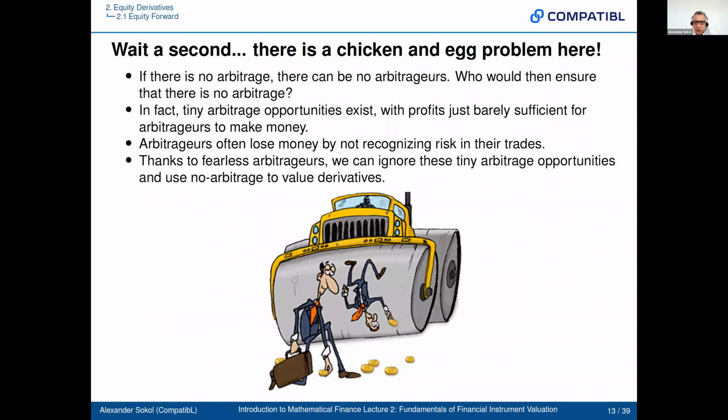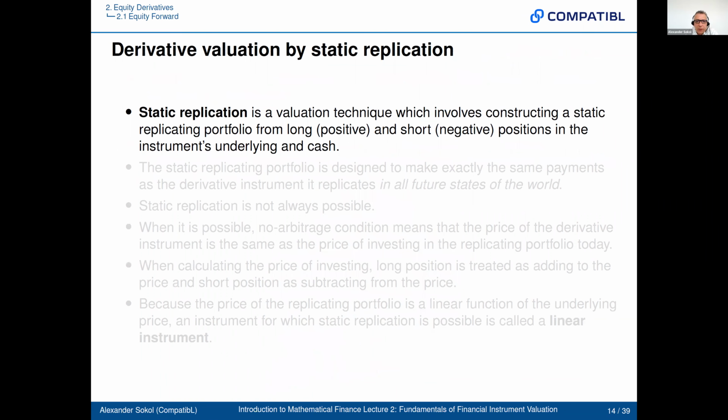Any questions about specifically arbitrage on the past two slides? Okay, so let's continue. All right. So now, how do we use no arbitrage or efficient market hypothesis in derivative valuation?